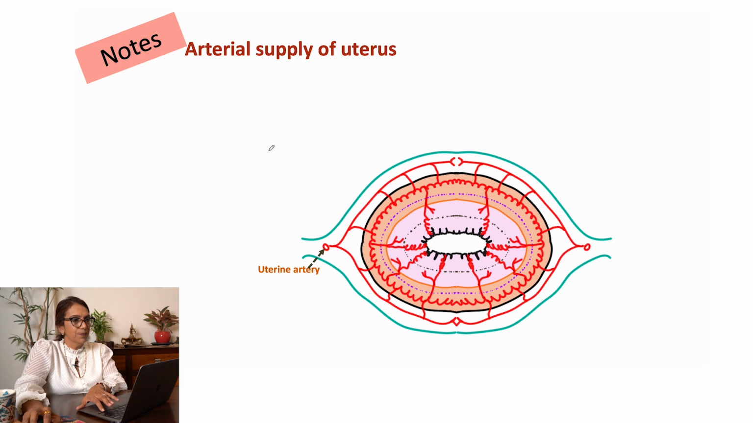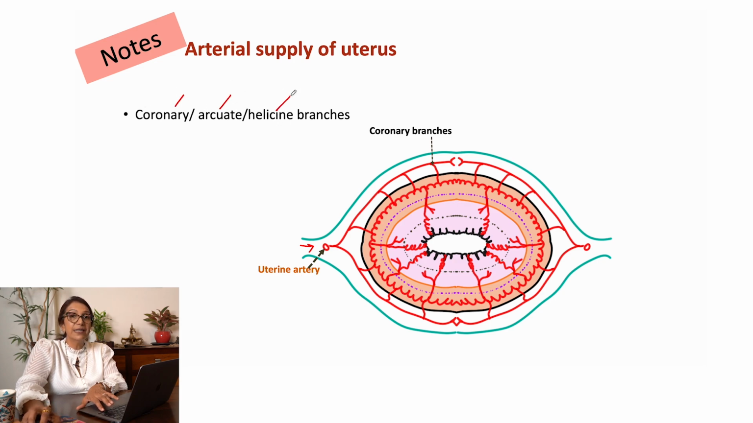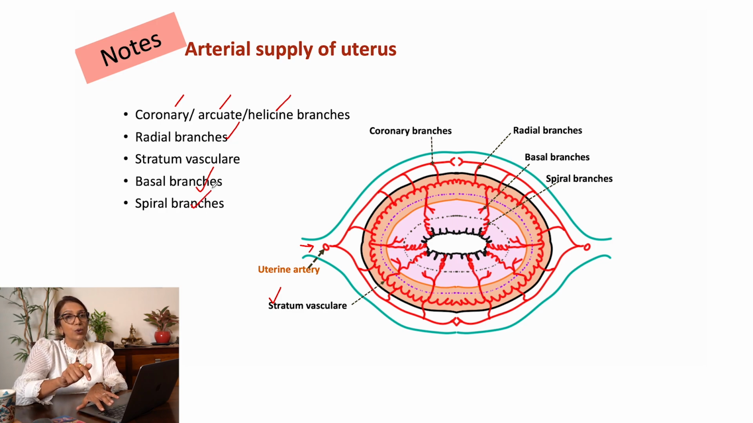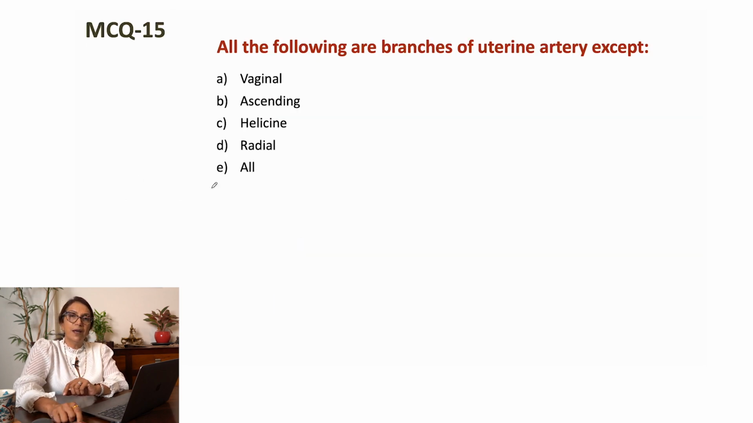Let's understand. So here you are seeing the uterine artery dividing into anterior and posterior branches called coronary branches, arcuate branches or helicine branches. So these are helicine branches. Okay. They give rise to next lot which enters into uterus called radial branches. Radial branches then go on to form a stratum vasculare within the musculature, which give rise to two types of branches, basal branches and spiral branches. Spiral branches are the ones that are torn, causing menstrual bleeding. This is concept. Go back to the MCQ now.